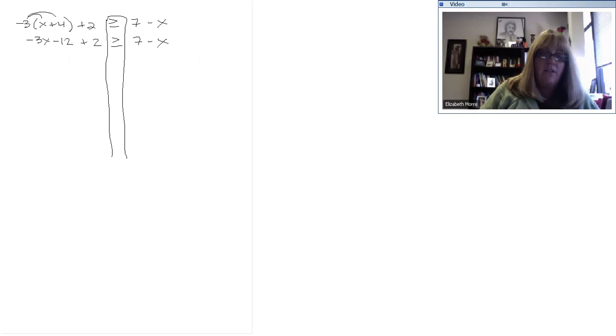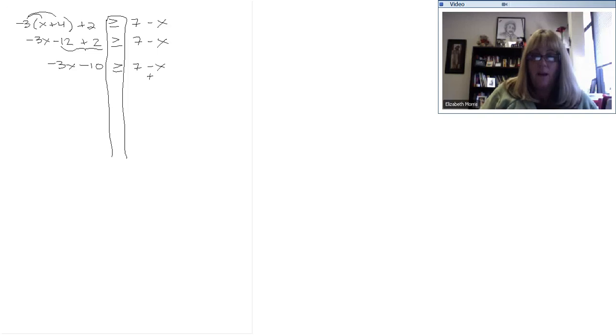Combine like terms. Negative 3x minus 10 is less than or equal to... I'm just bringing this down because, do you see, is there anything you can simplify on this side? No. Have we simplified all of this side? Yes. Is this side simplified? Yes. So now we start moving things over.